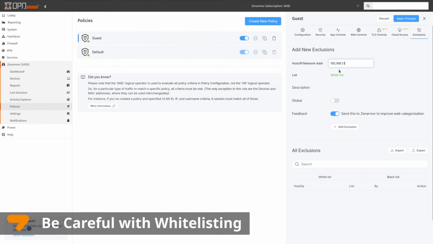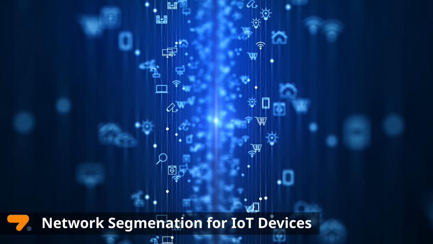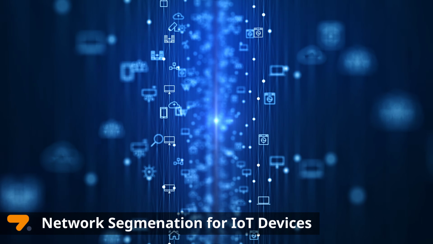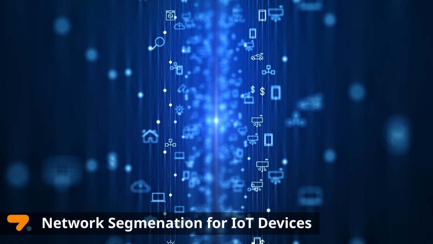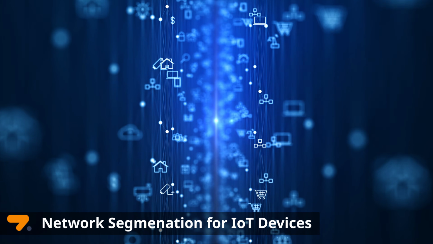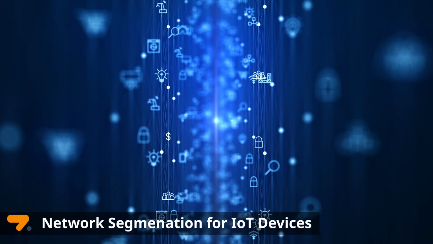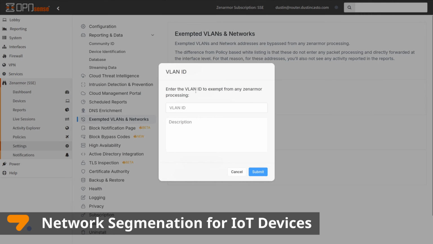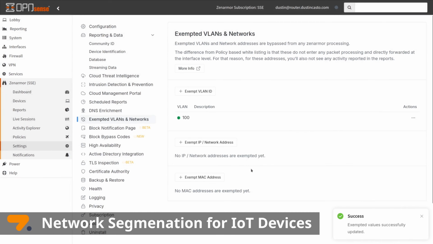Network segmentation for IoT devices. By separating your IoT devices from valuable IT assets using separate VLANs and networks, and subsequently activating the exempted VLANs and networks option, you can prevent your devices from exceeding the device limitations specified in your purchase license. Exempted VLANs and network addresses are excluded from Zenarmor processing and reporting.